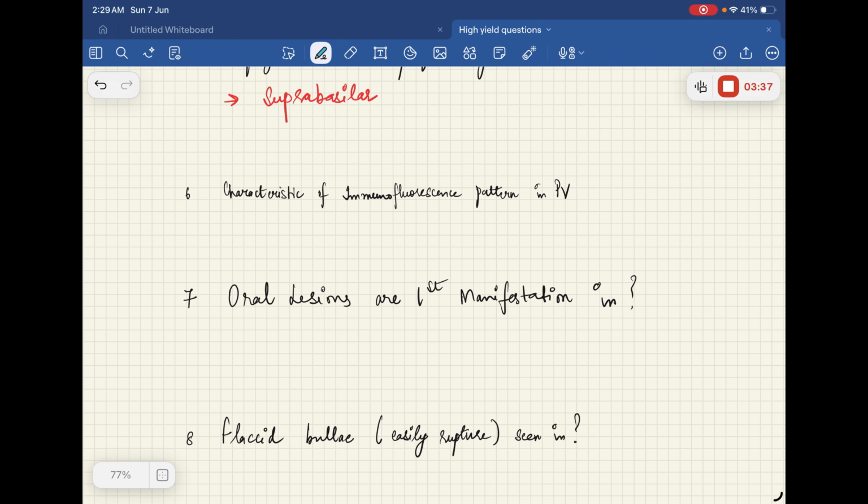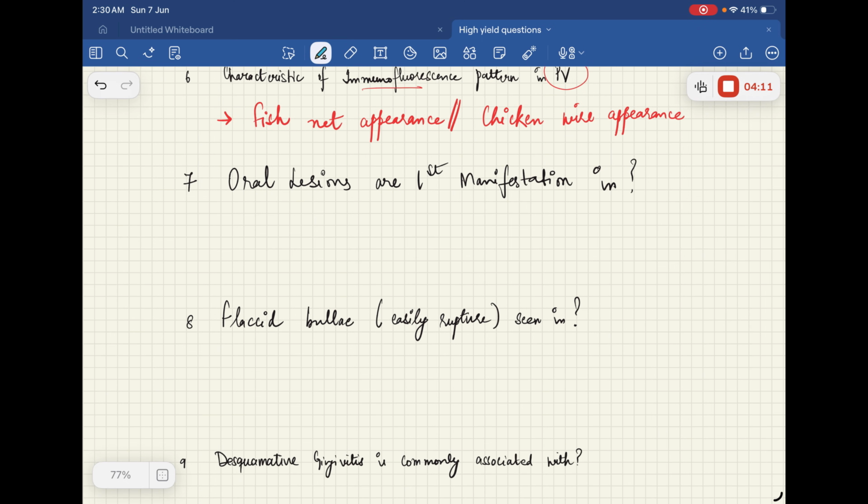Sixth question. Characteristic of immunofluorescence pattern in pemphigus vulgaris. The answer here is that the immunofluorescence pattern gives a fishnet appearance or a chicken wire appearance. So remember the immunofluorescence pattern in pemphigus vulgaris.